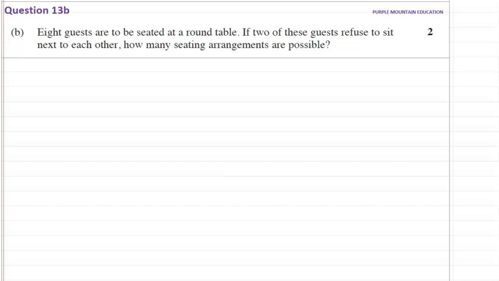Question 13b. 8 guests are to be seated at a round table. If 2 of these guests refuse to sit next to each other, how many seating arrangements are possible? Pause here to try yourself.